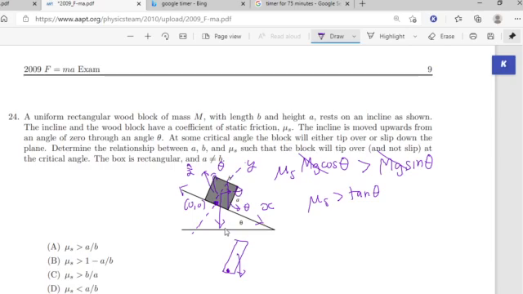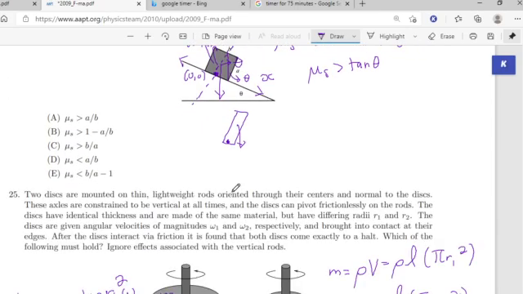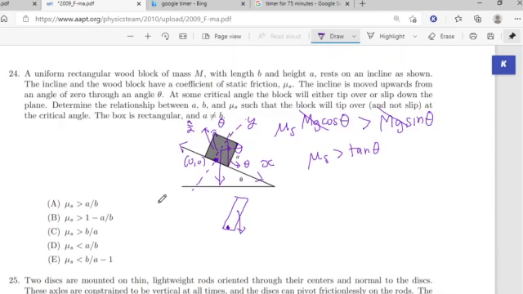Which means then that B has to be less than A cosine theta. Yeah, okay, I do not know. I'm sort of on the right track, but I'm going to have to guess.